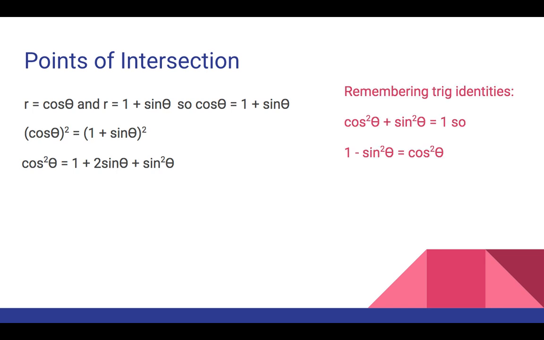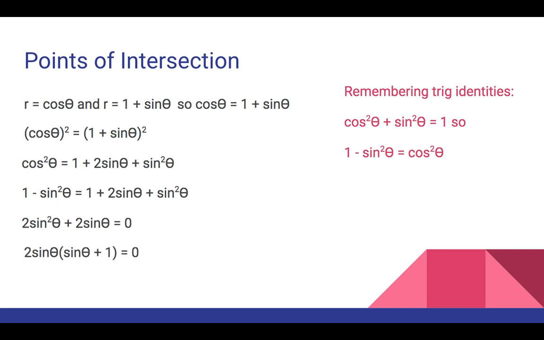Remembering our trig identities, we know that cosine squared theta plus sine squared theta equals 1, so 1 minus sine squared theta equals cosine squared theta. This can be subbed into the equation so that 1 minus sine squared theta equals 1 plus 2 sine theta plus sine squared theta. This can be simplified and set equal to 0, and we are left with 2 sine theta times sine theta plus 1 equals 0.